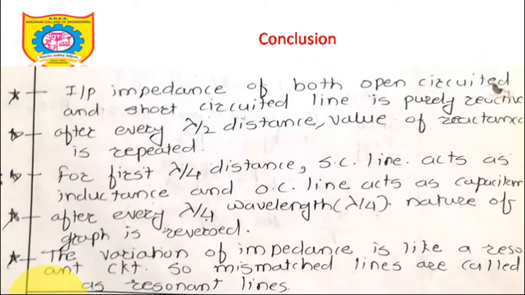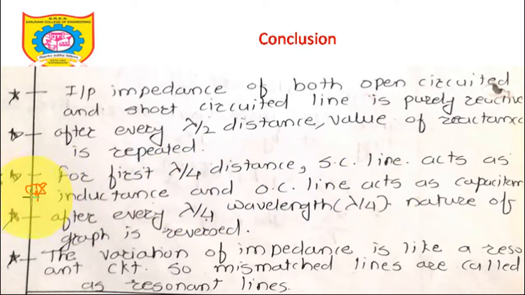These conclusions are very, very important to understand the basics of Smith chart and the numericals related to the Smith chart. So what is that? Input impedance of both open circuited and short circuited line is purely reactive, it is not resistive. First thing is clear. After every lambda by 2 distance, value of reactance is repeated. We already went through this. For first lambda by 4 distance, short circuit line acts as inductance.